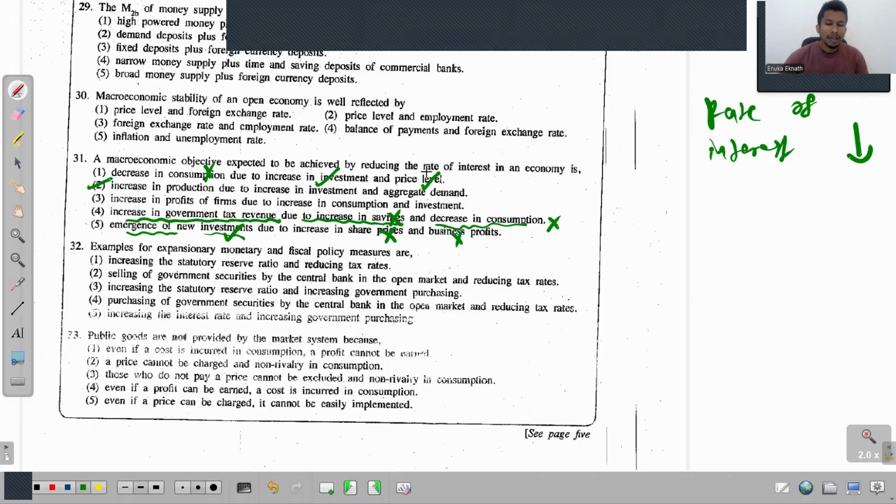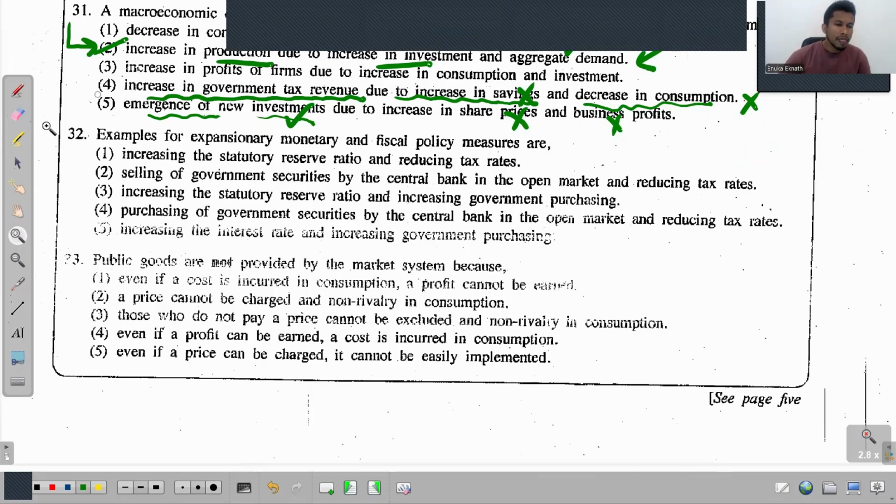Investments increase as we discussed here. Consumption increases. When consumption increases, the aggregate demand increases. When the aggregate demand increases, people will invest in capital goods and then they will increase the production. So that is what will happen in the economy. All right, so the answer for this question 31 is the second one. Look at this 32. It says, examples for expansionary monetary and fiscal measures are. All right.